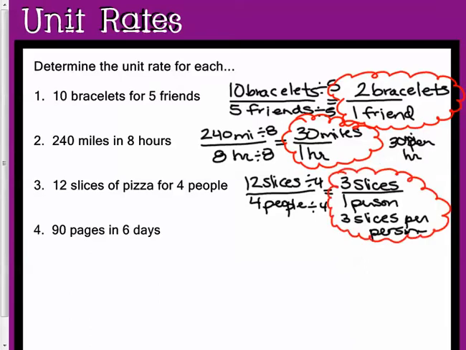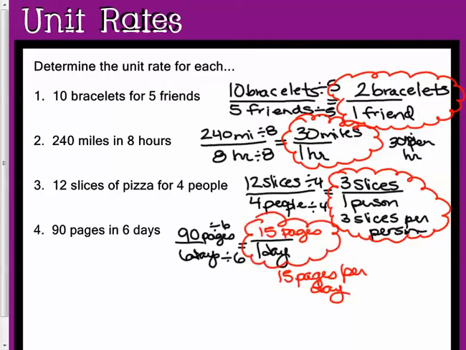All right, number 4, 90 pages in 6 days looks like this. How many in 1 day? Divide by 6, and that gives us 15 pages per day. So those are all unit rates. Now let's talk about unit price.